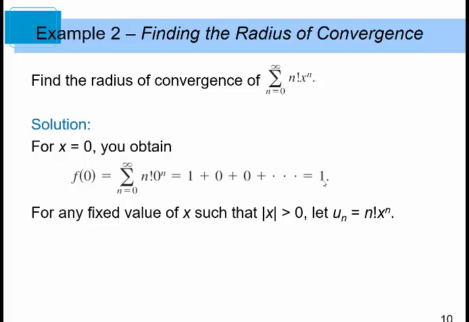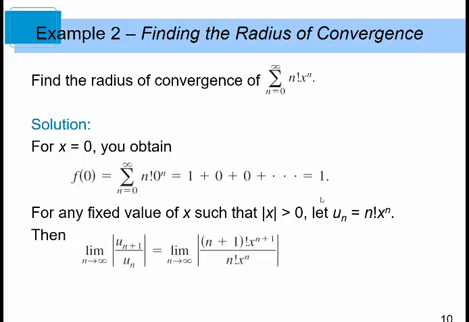So what we're seeing here is, for any fixed value of x such that the absolute value of x is greater than 0, we're looking for that radius of convergence. I'm going to let u sub n be n factorial x to the n, and then use this limit theorem here to figure out if it converges or diverges.